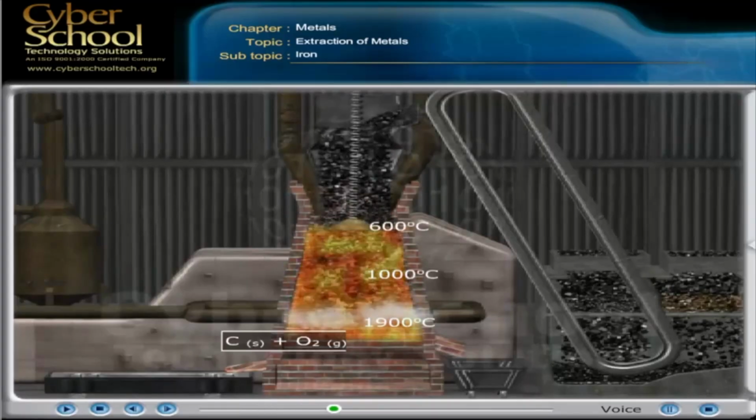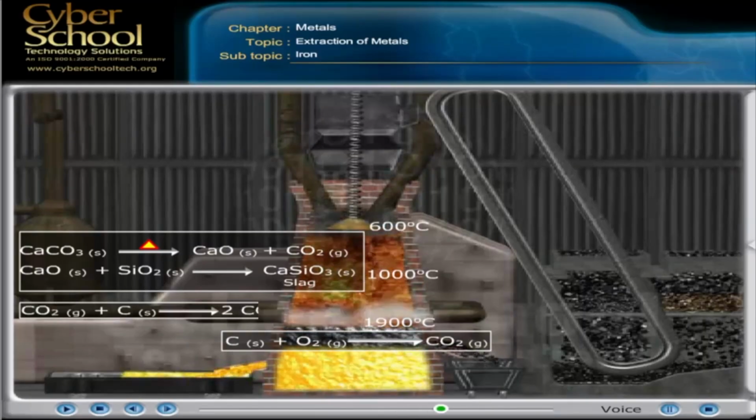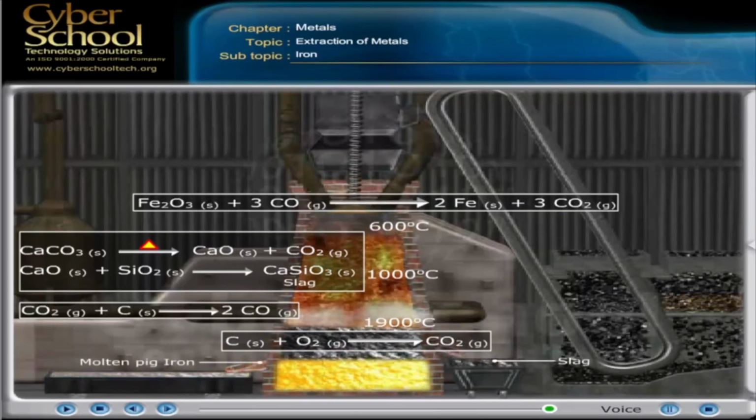Iron. The chief ore of iron is hematite, Fe2O3. The charge, hematite, limestone and coke, is fed into the blast furnace. A blast of very hot air is injected near the bottom of the furnace. Coke burns to form CO2, which reacts with more coke to form carbon monoxide, CO. CO reduces the ore to molten iron, which collects at the bottom of the furnace. Silica, SiO2, an impurity, combines with the limestone to form slag, which floats at the top. Molten iron and slag can be tapped separately.